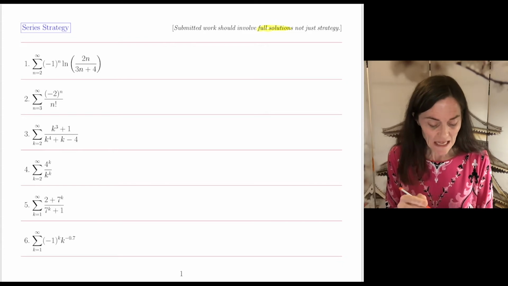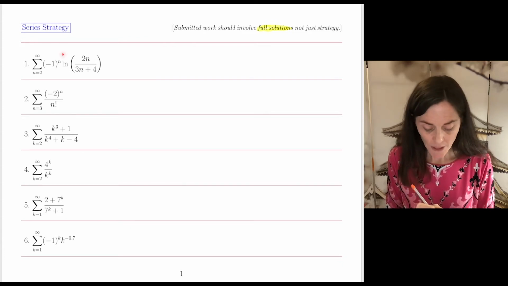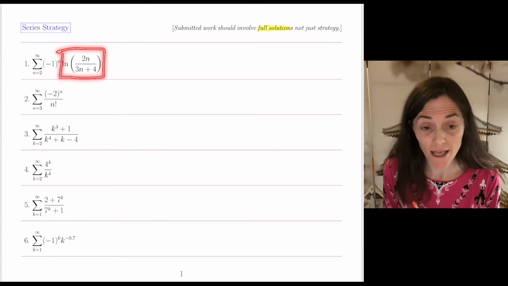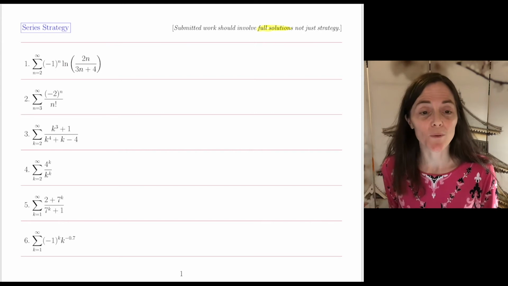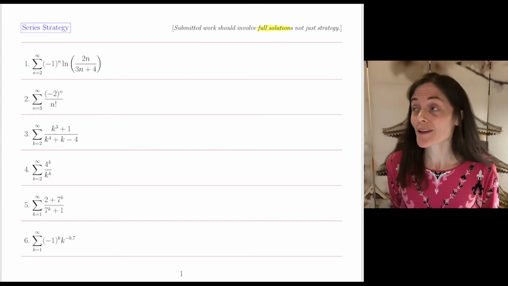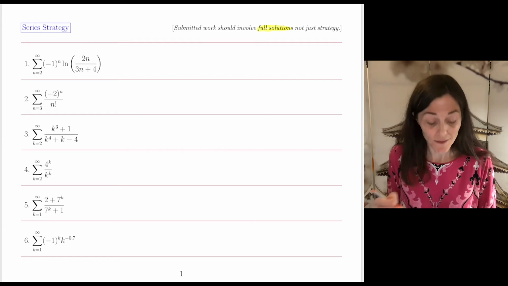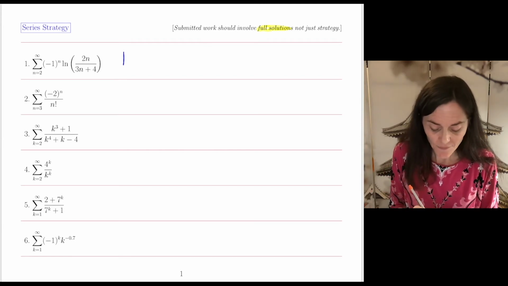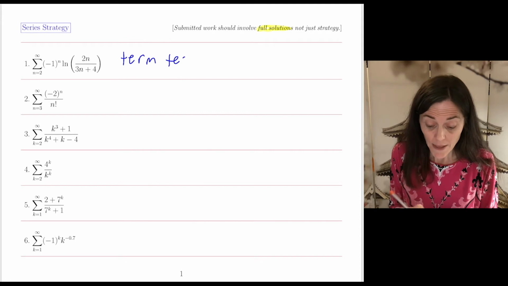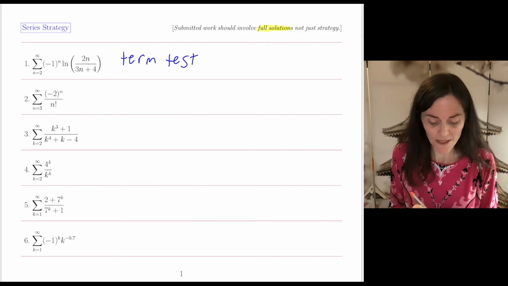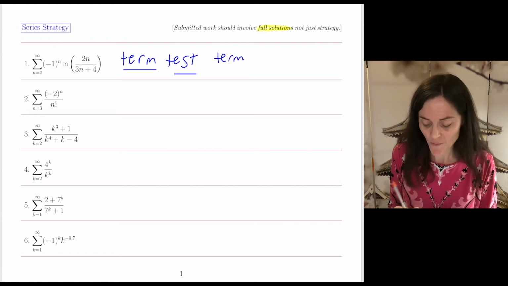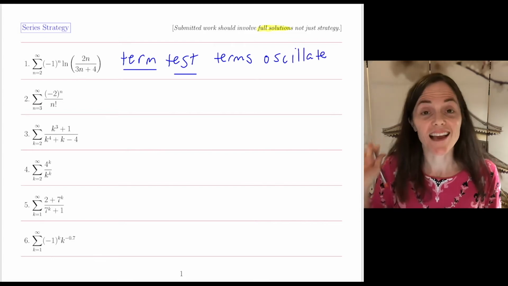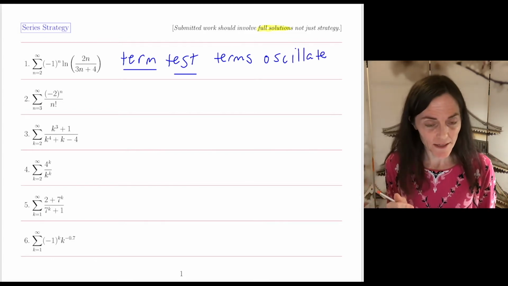Here we go. In this first one, if you look at this part without the minus 1 to the n, natural log of 2n over 3n plus 4, this goes to ln of 2/3 as n grows without bound. And so immediately, this will be term test, because the terms with the minus 1 to the n part will oscillate. They will not go to 0. And we will be able to conclude diverges.